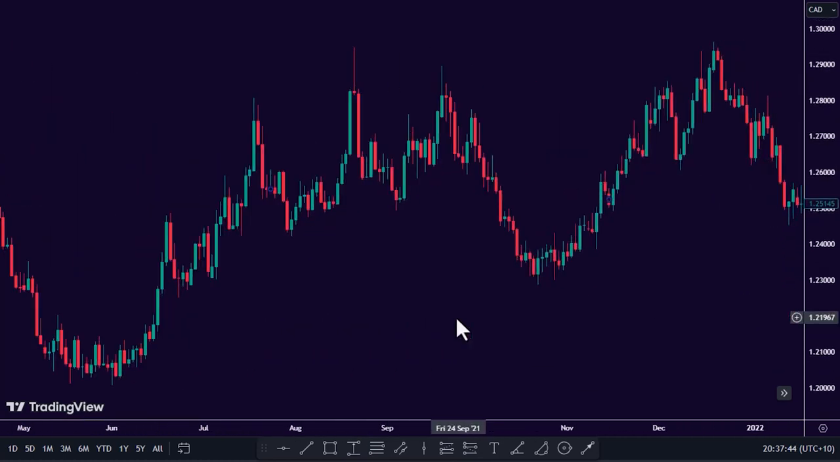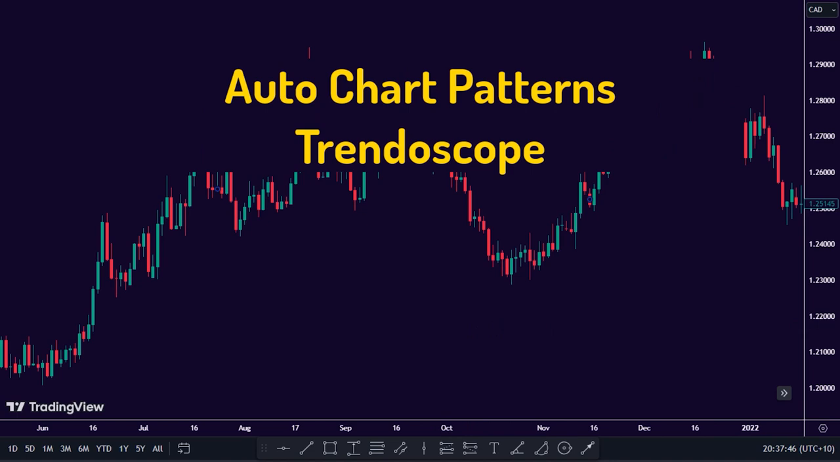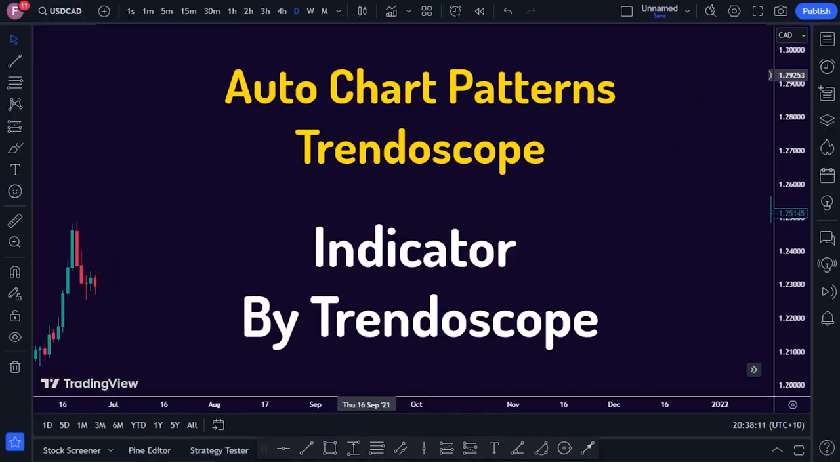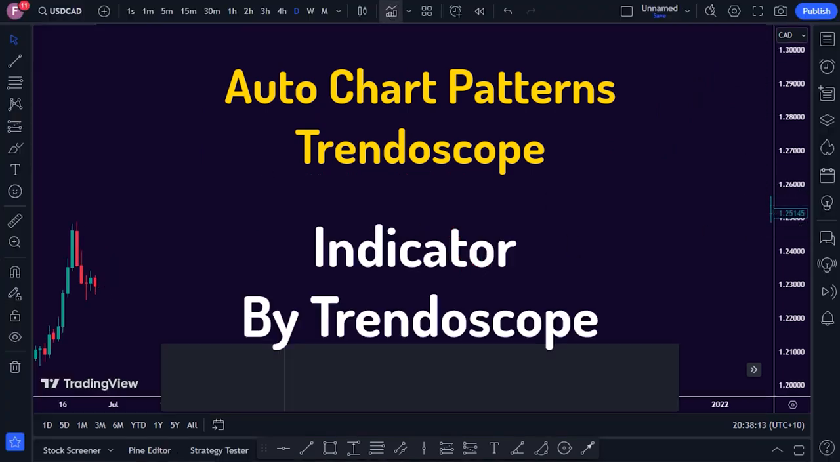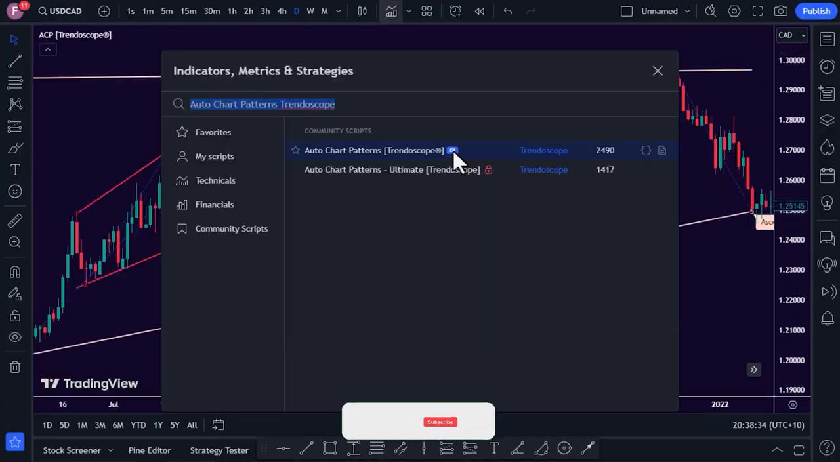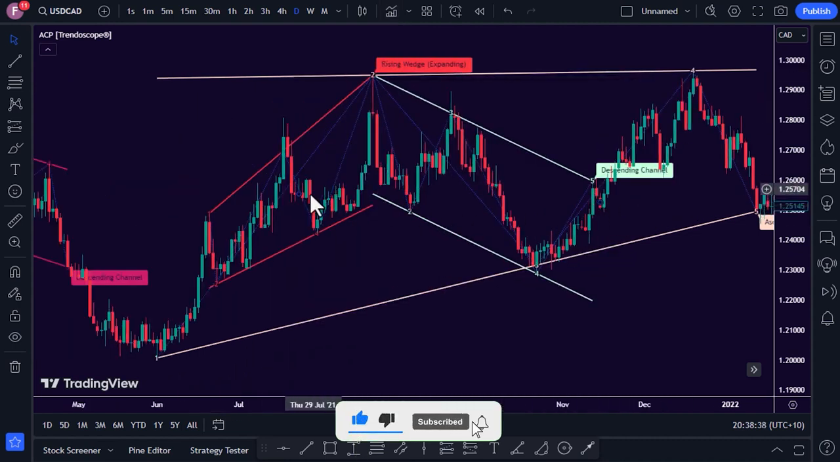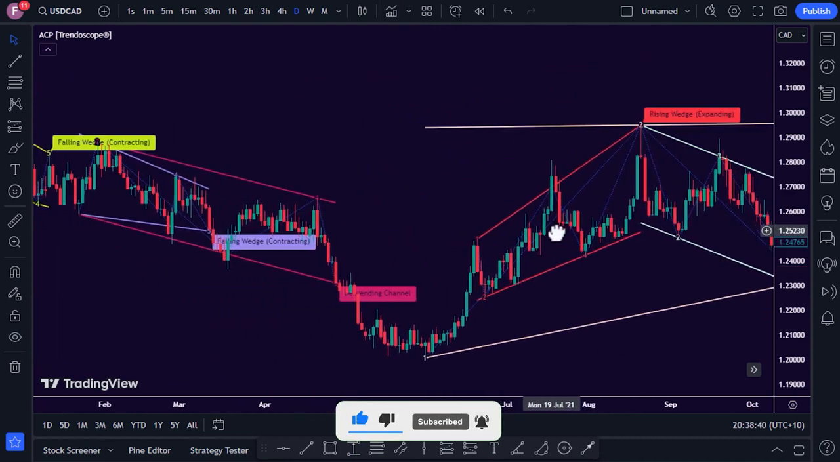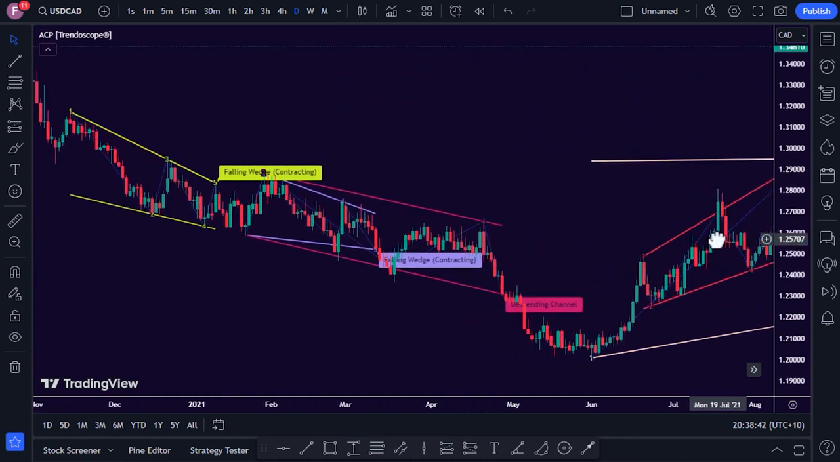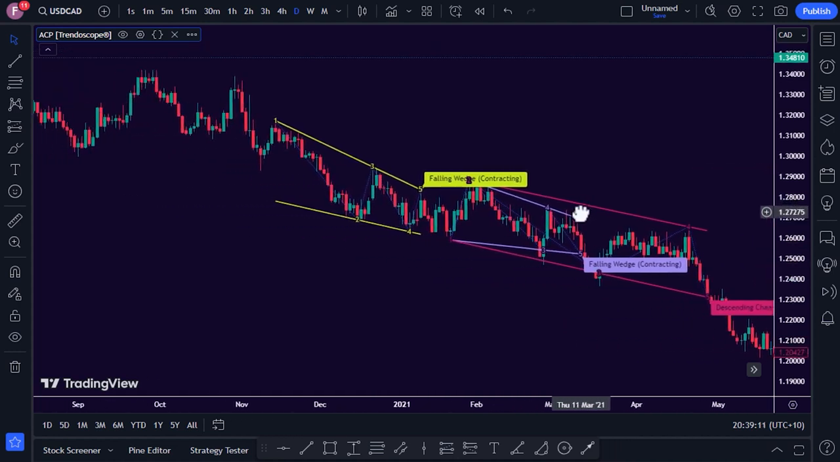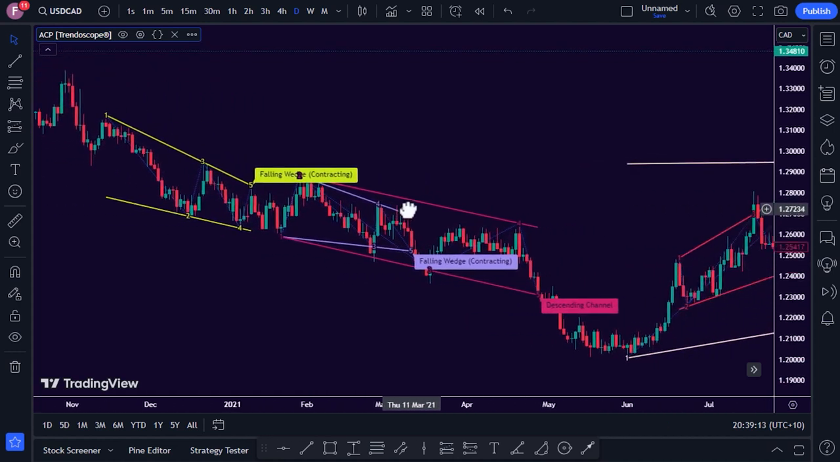In this video, I'll show you how to use the Auto Chart Patterns Trendoscope indicator to detect market trade opportunities. The Auto Chart Patterns Trendoscope is a collection of essential features traders use to identify chart pattern formation. This indicator is nothing but the initial implementation of the idea that traders do not need to manually identify or classify chart patterns. This indicator will do it automatically for them.